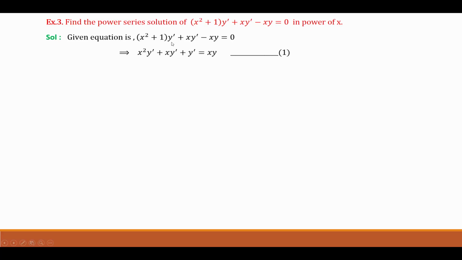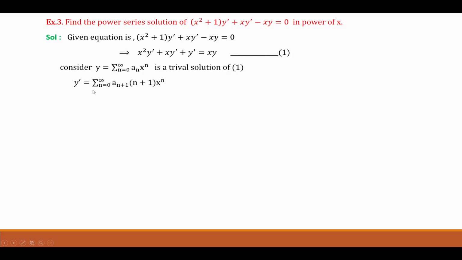Simplify this term, we get x square y dash plus xy dash plus y dash, and the minus term on the right hand side becomes xy. Denote this as equation number 1. This is the given differential equation. Consider y equal to sigma n varies from 0 to infinity a n x raised to n as a trial solution of this equation, the given differential equation meaning equation number 1.